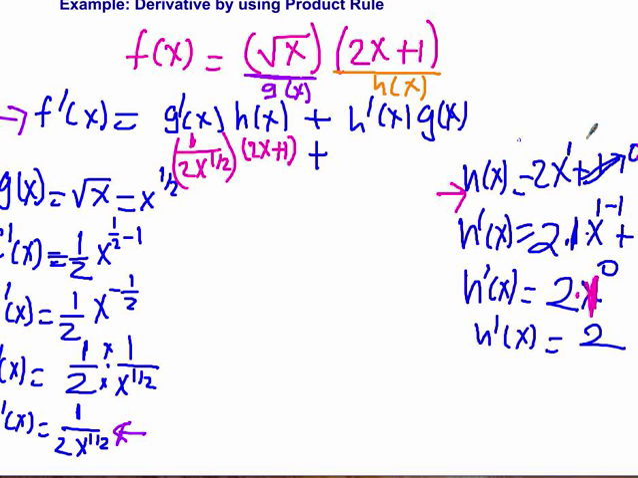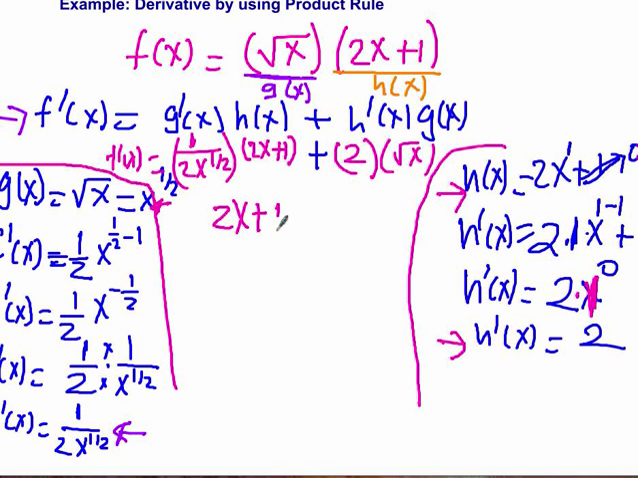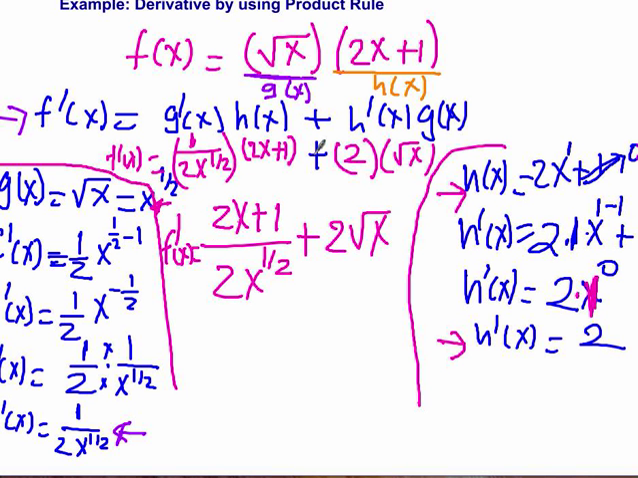Plus, next thing we need is h prime of x. h prime of x is positive 2, times g of x. g of x is square root of x right here. So this one we can simplify down. So that's f prime of x. If we multiply 1 by 2x plus 1, it's going to be 2x plus 1 over 2x to the power of 1/2, plus 2 times square root of x, which is 2 square root of x. This is the derivative f prime of x of this function.